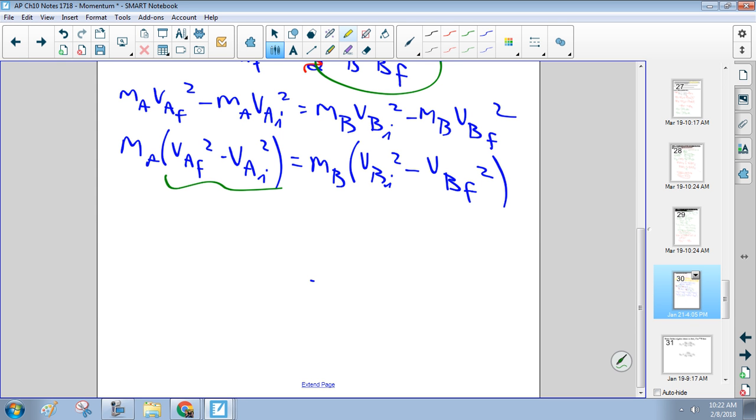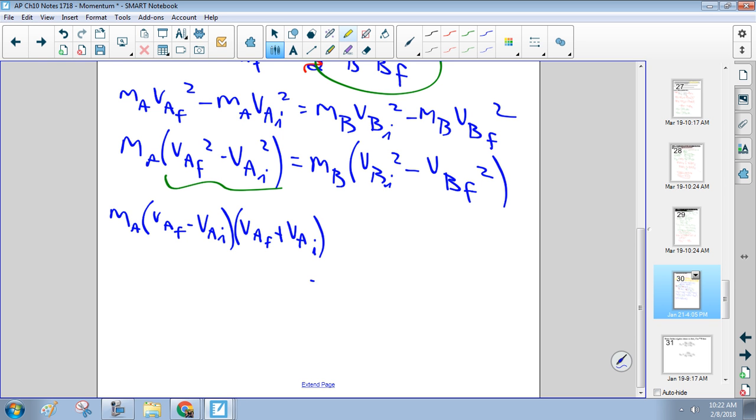Yes. So this becomes... Oh. Sorry, I didn't mean to change colors on you. So this becomes mass of A times velocity of A final minus velocity of A initial times velocity of A final plus velocity of A initial.